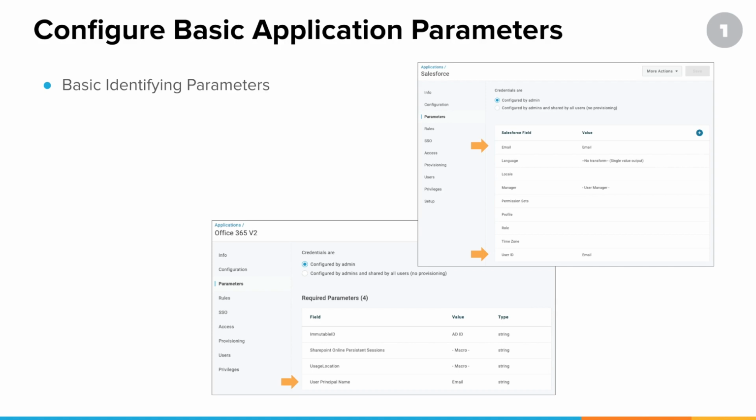So we see Office 365 here, we see Salesforce. Again, parameters tab for those app connectors. And we're talking about, at minimum, configuring the identifying value. So for Salesforce, that would be their email address, which is really their user ID as well. And for Office 365, that would be a matter of configuring their UPN, or user principal name. So again, unfortunately, for a lot of these things, it takes a little bit of knowledge of the application itself, sometimes to figure out exactly what those parameters are.